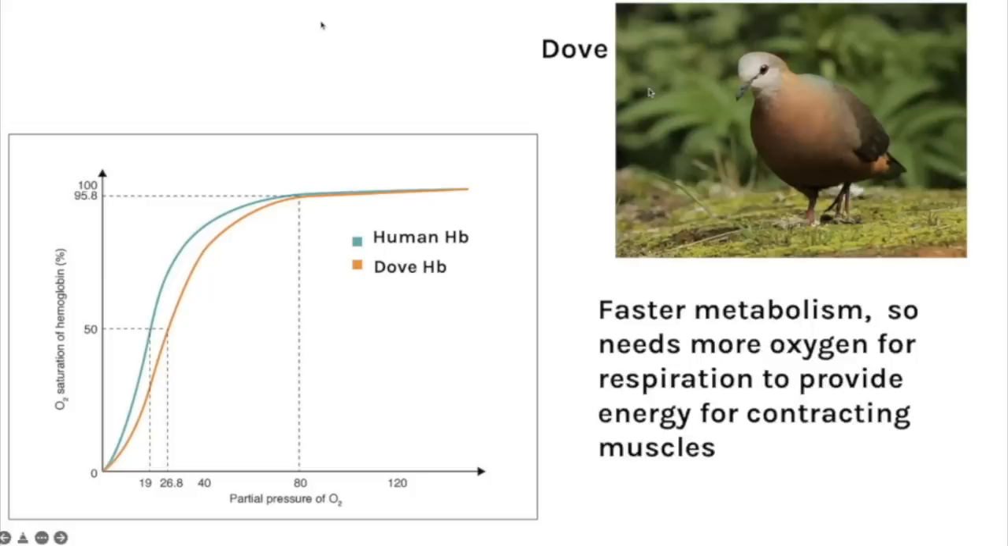Animals like doves, for example, their needs are that they need more oxygen to match their faster metabolism because they're flying so much, they need oxygen for the muscle contraction. So the haemoglobin of a dove, the curve actually is shifted to the right compared to human haemoglobin. And that means that the haemoglobin has a lower affinity for oxygen, and therefore it will more readily unload the oxygen which is needed for respiration.